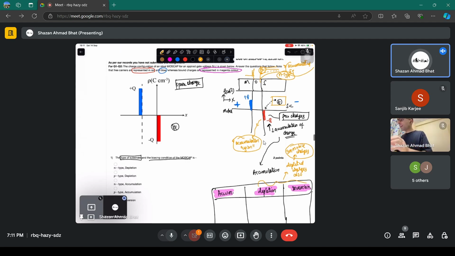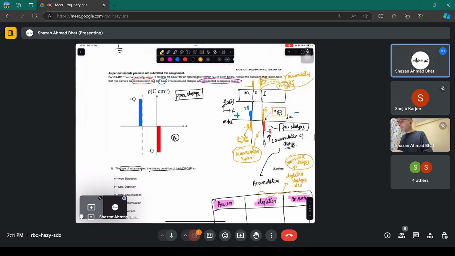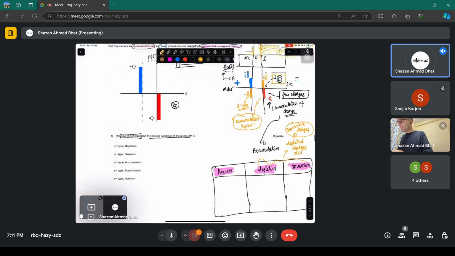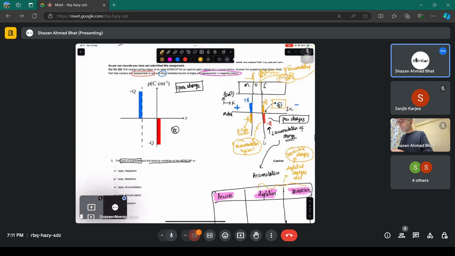If the same question had been for p-type, then the space charge diagram would have looked something like this. There would have been excess holes here, plus q, and there would have been excess electrons on this side, minus q, if this was a p-type in accumulation. So that's why this is an n-type region, n substrate, in the accumulation mode of regime.